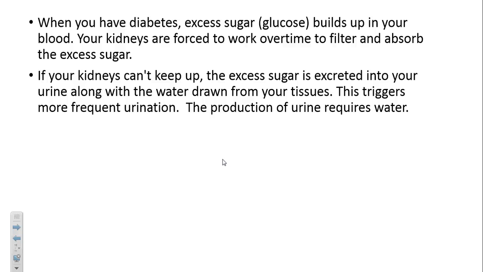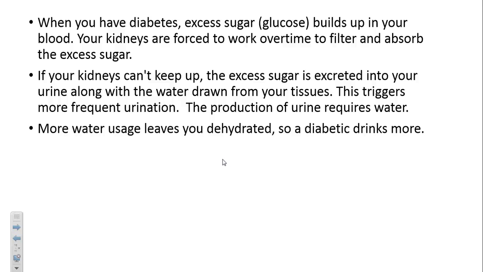If your kidneys can't keep up with the filtering of sugar out of your blood, the excess sugar is then excreted out of your body in urine, along with any extra water that had been drawn from your tissue. This triggers more frequent urination. The production of urine also requires water. So this is not only drawing water out of your tissues, but it's also causing your kidneys to use more water to actually create urine.